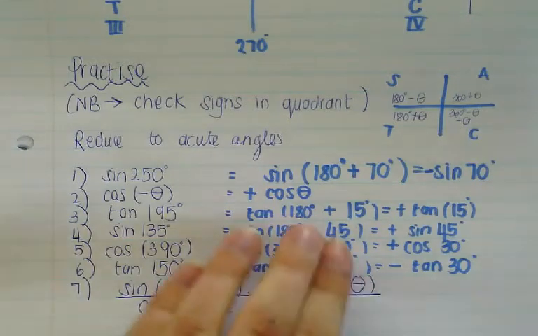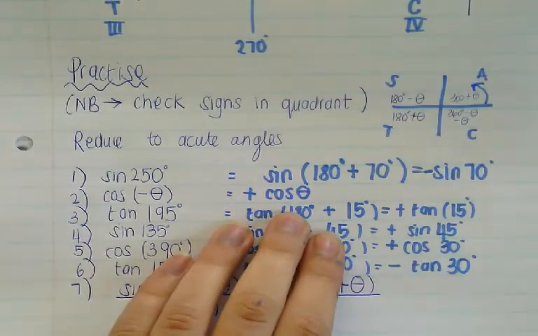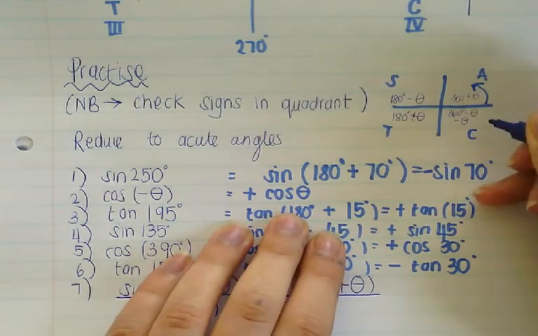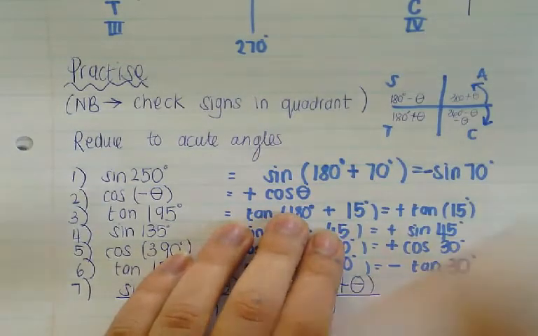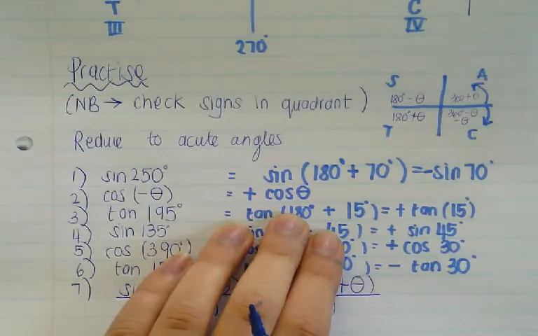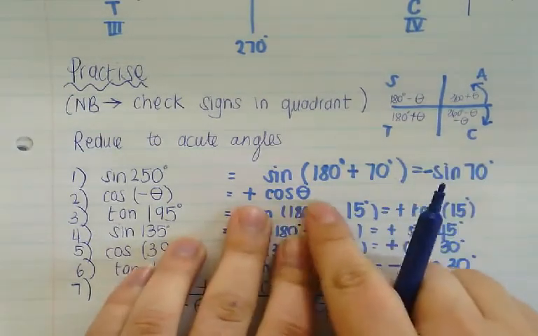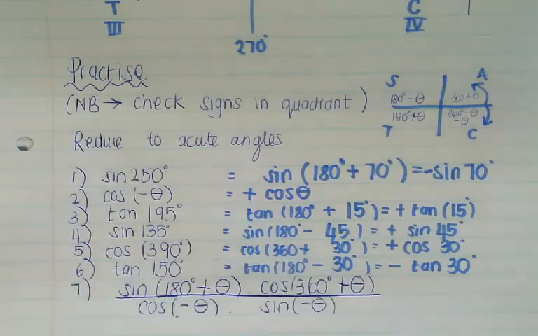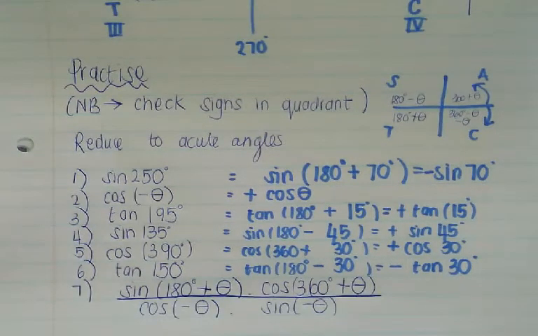Number 2. So everything we measure actually goes in a positive angle direction. So as soon as I have a negative angle, it's going in the opposite direction, which means that it's in my 4th quadrant. But because I'm dealing with cos and cos is positive, it's positive cos theta. And it didn't give us any numbers, so it's just that. Same with what we're going to see now in number 7. I don't have numbers, so I'm just going to have to leave it as theta.